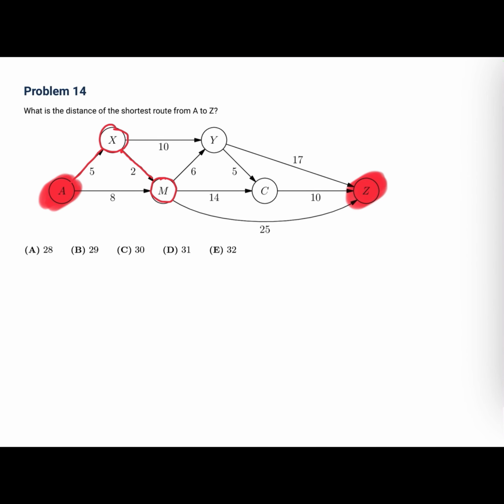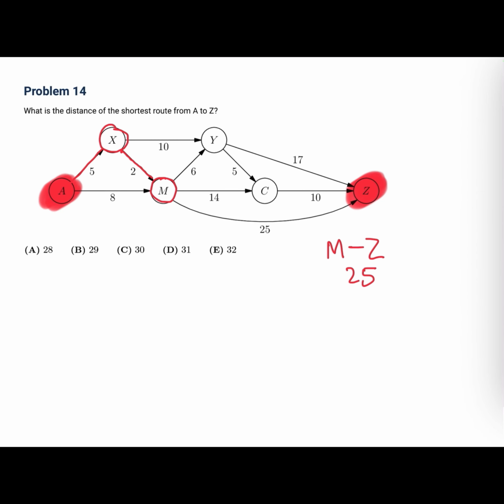Now, starting from M, we have 3 options. We can either go directly from M to Z in 25 steps, go to Y in 6 steps, or go to C in 14 steps. Keeping in mind that looks can be deceiving and that these are not drawn to scale, let's go ahead and consider how many steps each path would take, just in case. So obviously to go from M to Z, that's 25 steps.